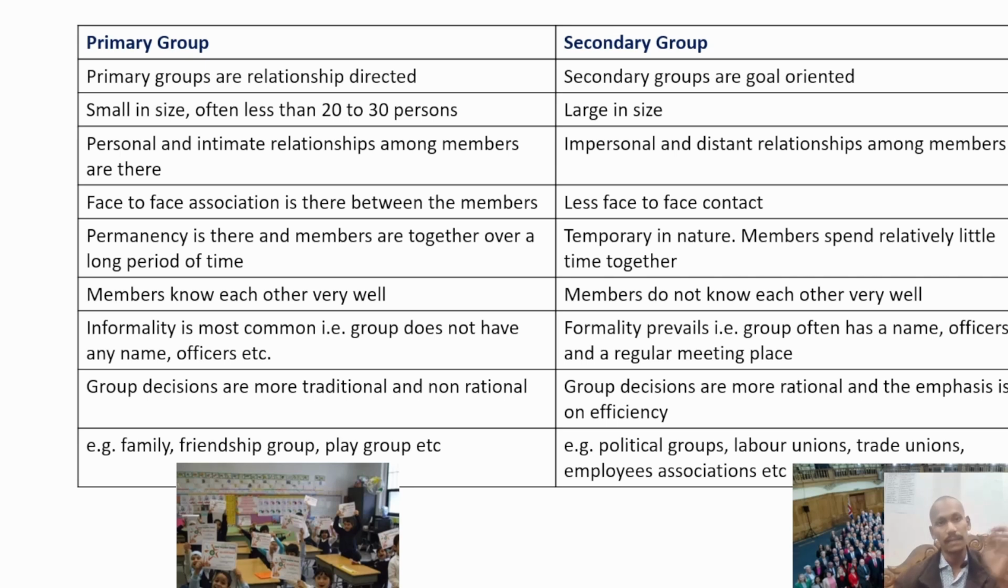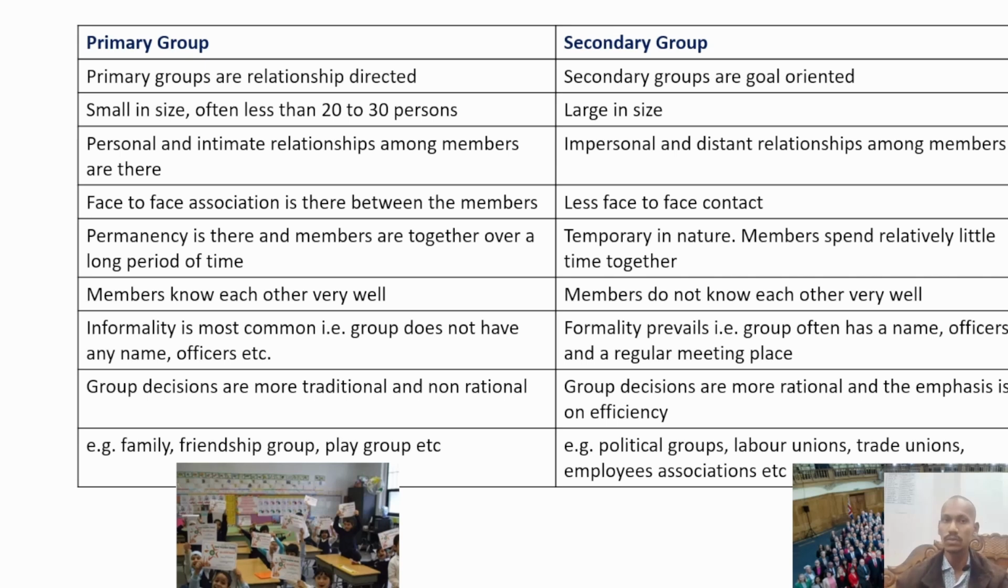With the primary group, the group decisions are more traditional and non-rational. Based on emotions, they will deal. Based on more traditional thinking, what they have come through, what their parents have taught them. With that, it is not certain that decisions will be only rational. They will be based on emotions.